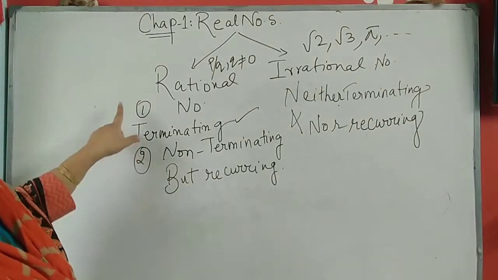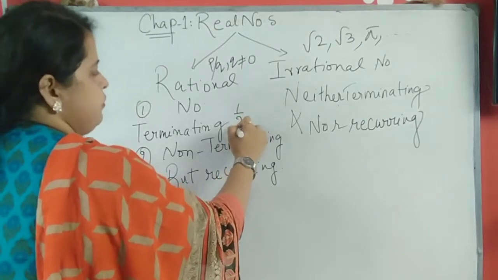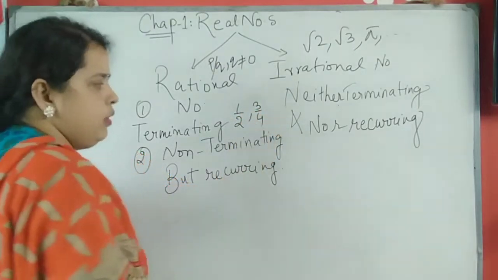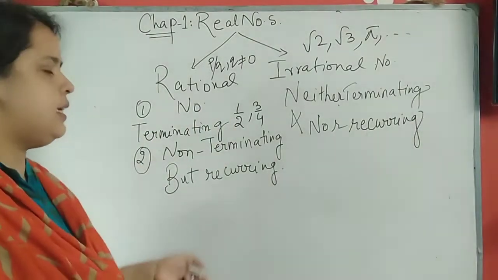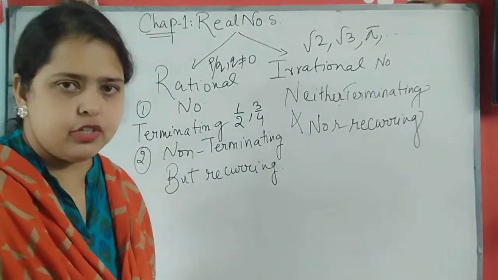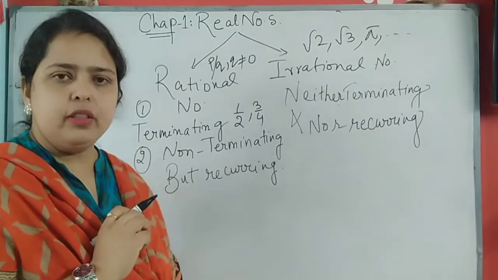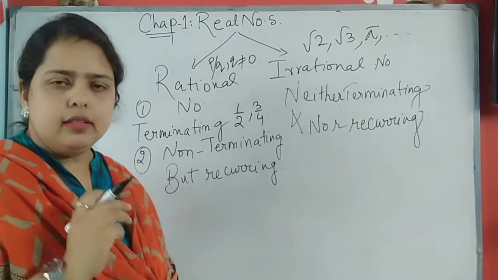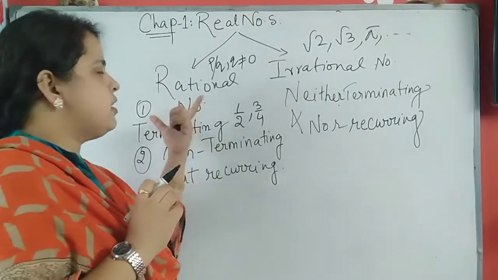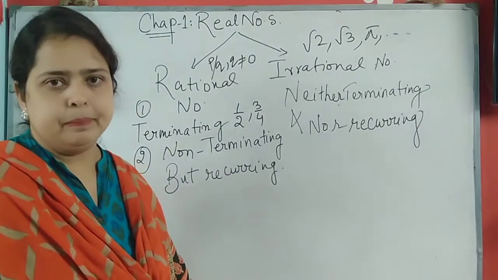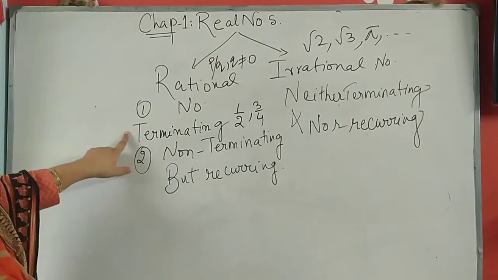The first type is terminating. Terminating means, say for example, half, 3 by 4. These are rational numbers with terminating decimal expansion. 1 by 2 is how much? 0.5, 0.3, 0.1. This type of decimal expansions the rational numbers are actually having. Understood?